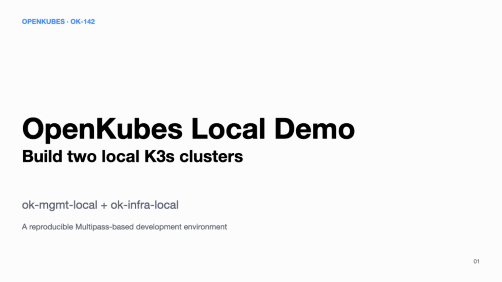By the end, both nodes will report ready, and we will have separate kubeconfigs and SSH tunnels for reliable access from the host. This separation is intentional. It makes the local environment resemble the production responsibility split while keeping the setup small enough for development and learning.